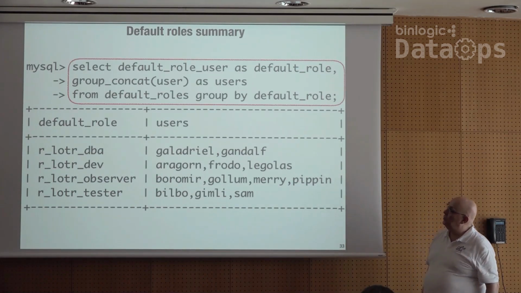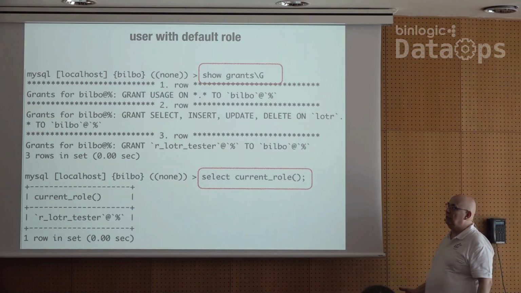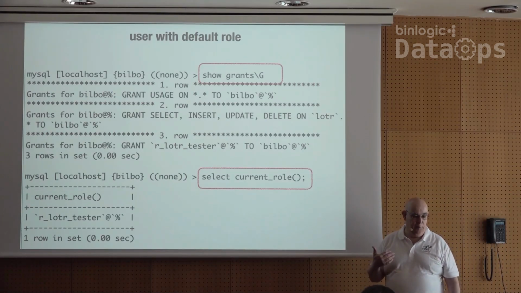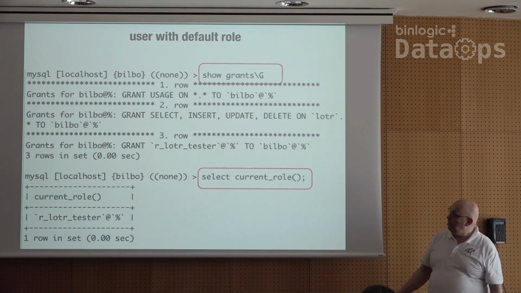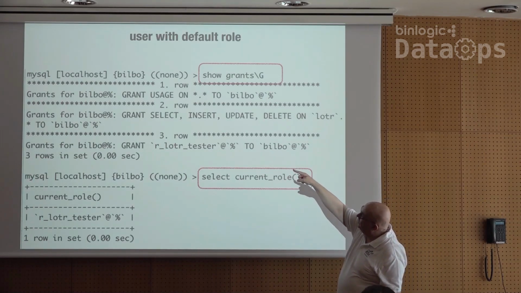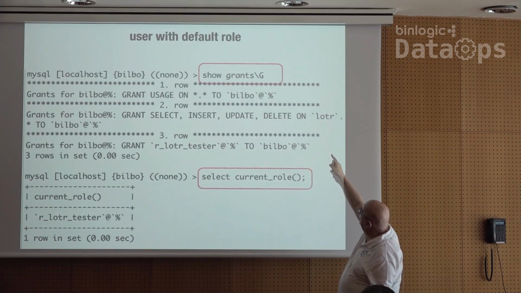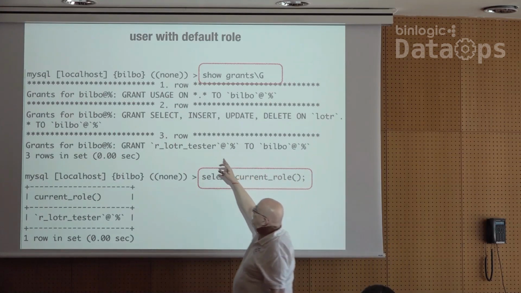You can do the same operations for default roles. So let's see an example of what a user with or without a default role looks like. So if you do a show grants for a user with a default role, you see that the grants for that role are spelled out. So you see the second row says grant select, insert, update, delete. These are the grants that come from a LOTR tester.